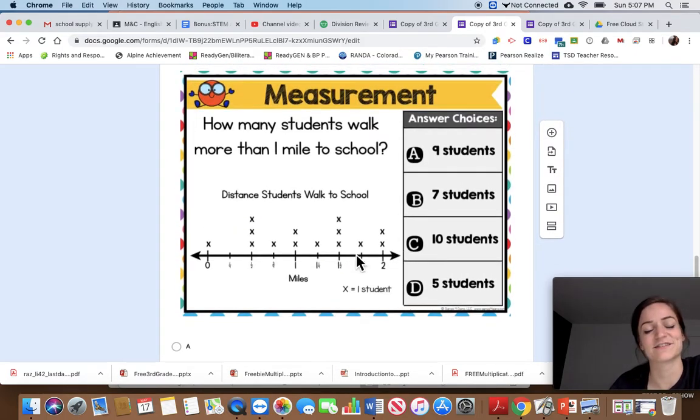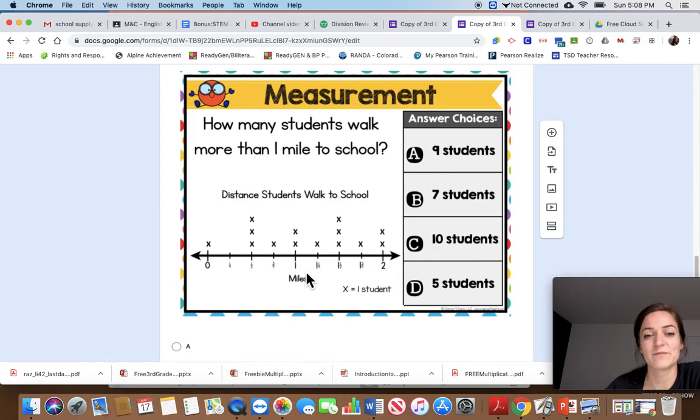Ooh, we haven't looked at this in a really long time. How many students walk more than 1 mile to school? So looking at this graph, remember each X marks a student. And if you look at the bottom, it shows you how many miles they're walking to school. How many students walk more than 1 mile to school? Okay, go ahead and pause the video, write down your answer, and click play when you're ready to see the next part.